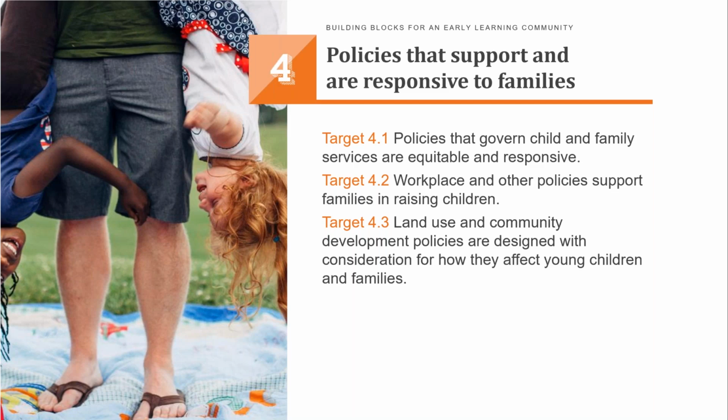And then 4.3 is about land use and community development policies being designed with consideration for how they affect young children and families. So again, trying to think more broadly than just the direct impact, but to say we're considering zoning questions and how does this affect families with young children? How does this affect childcare homes? Often the question about how this is going to affect children and families is not at the table for some of these other community decisions, but it can be.